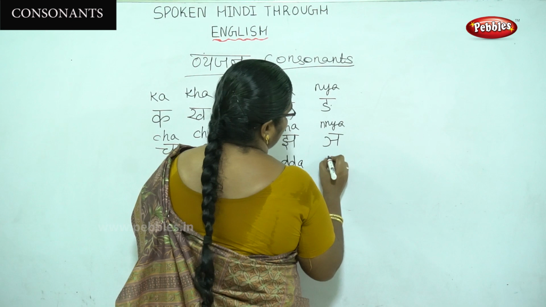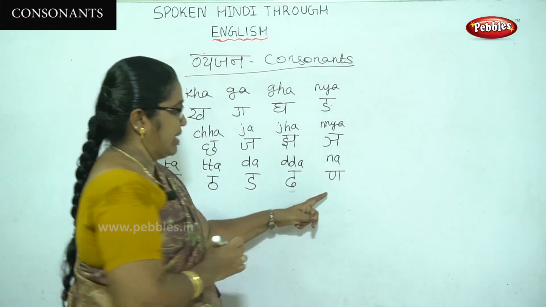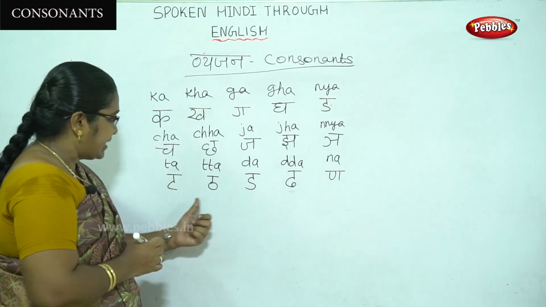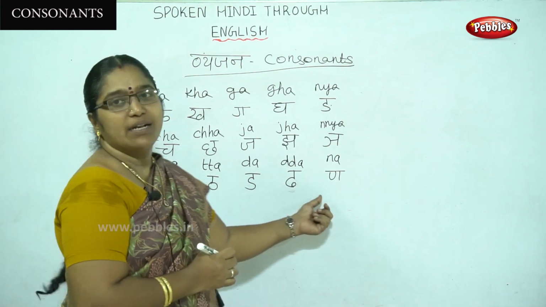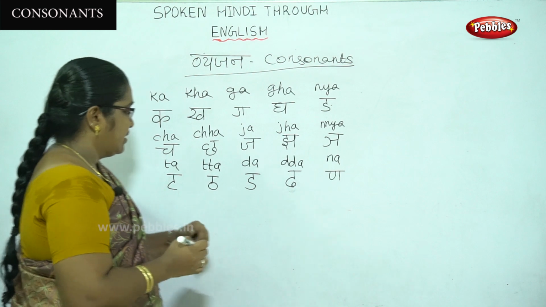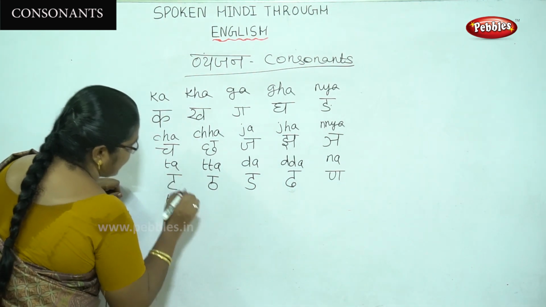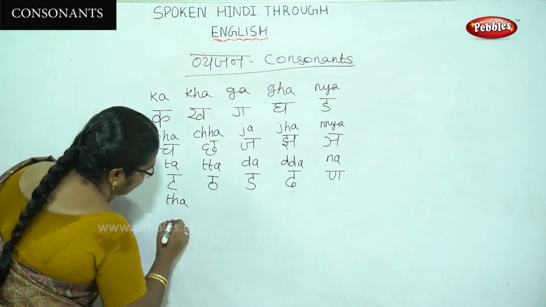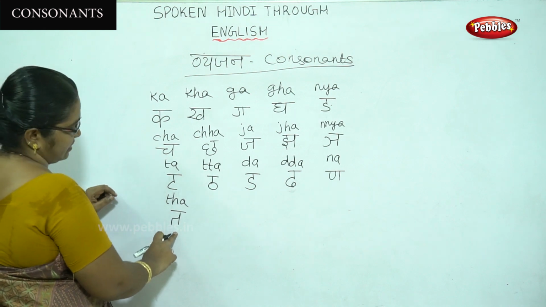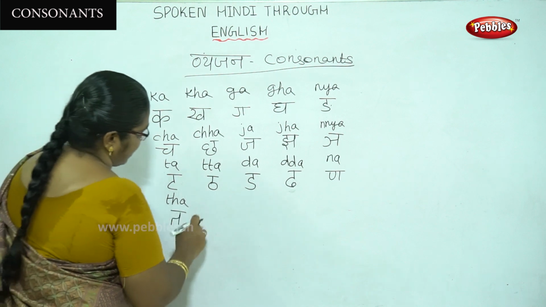Here that is na. Ta ta, da da, na. The next letter is ta. For that we have to write like this. Ta, ta, da da.